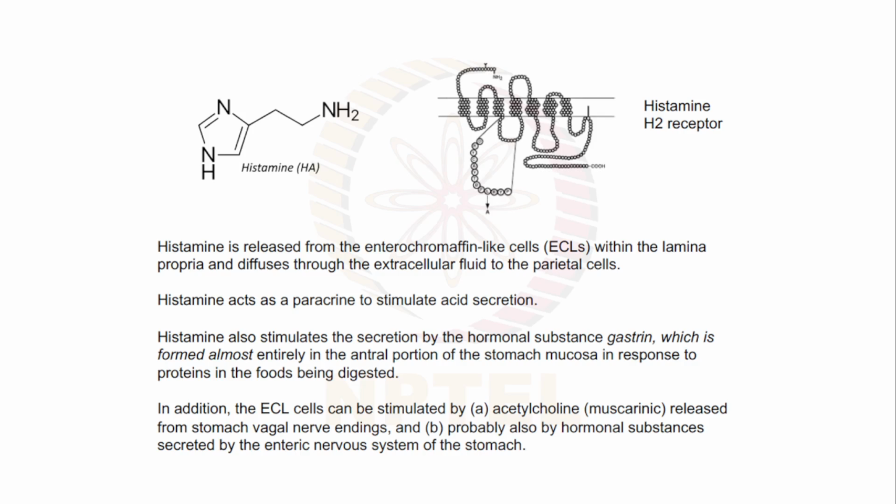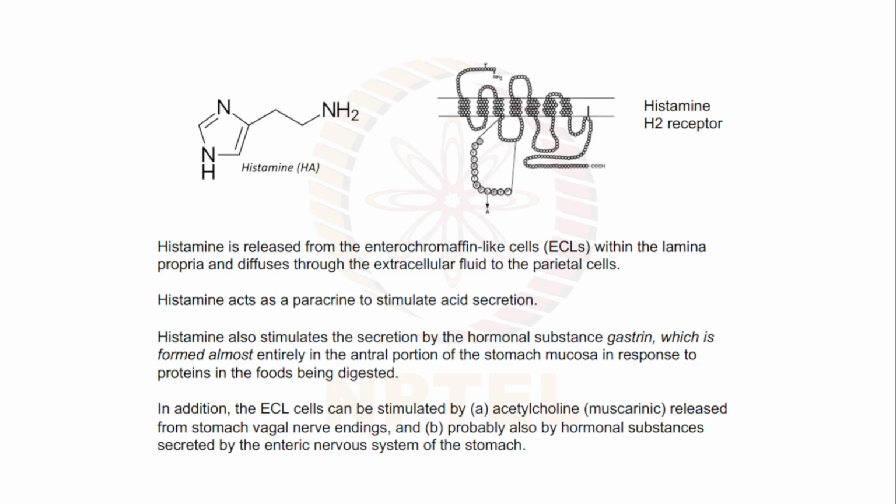They have shown the receptor for histamine. This is the H2 receptor. What it does is, histamine is released from the enterochromaffin cells within the lamina propria and diffuses through the extracellular fluid to the parietal cell. Histamine acts as a paracrine to stimulate acid secretion. As I told you, it will go and stimulate the parietal cells to secrete the HCl.